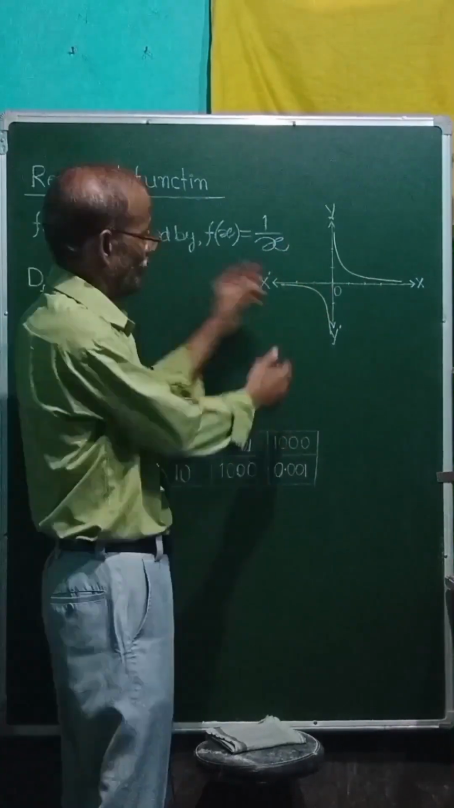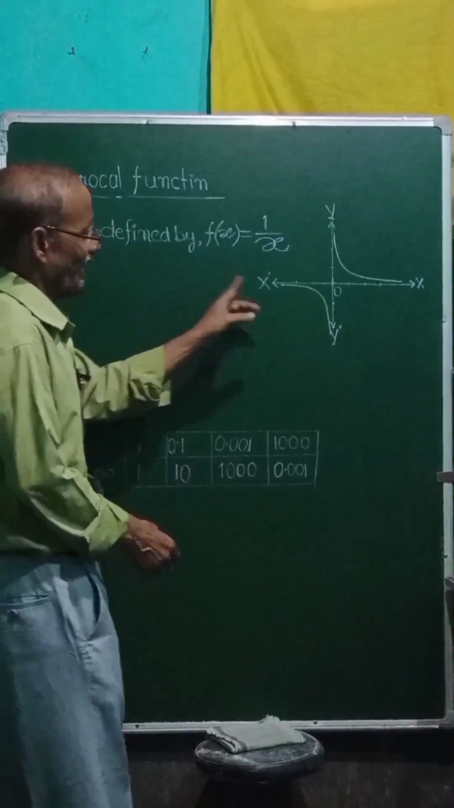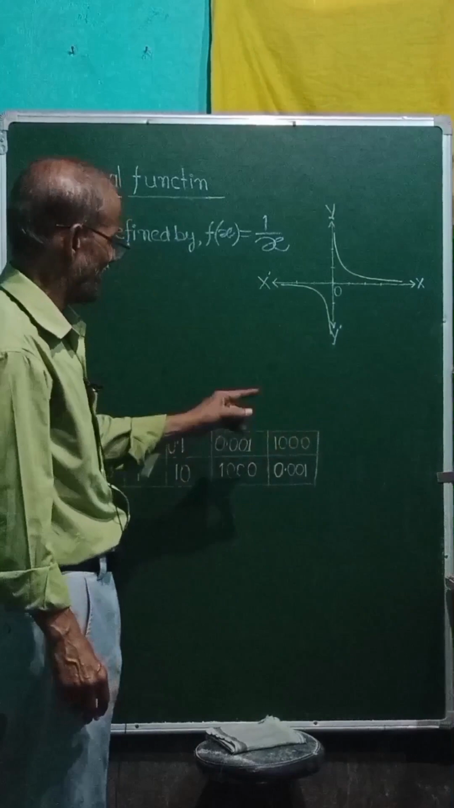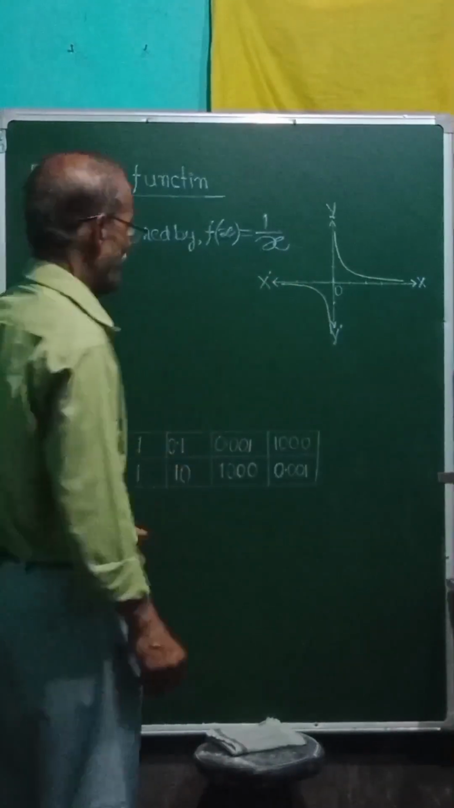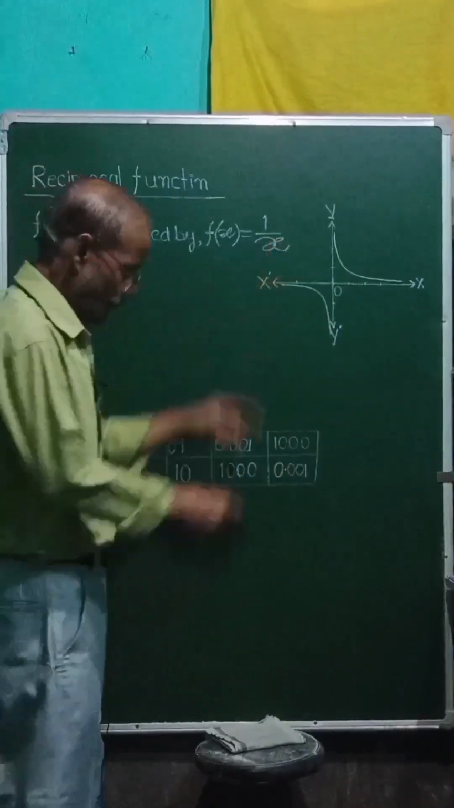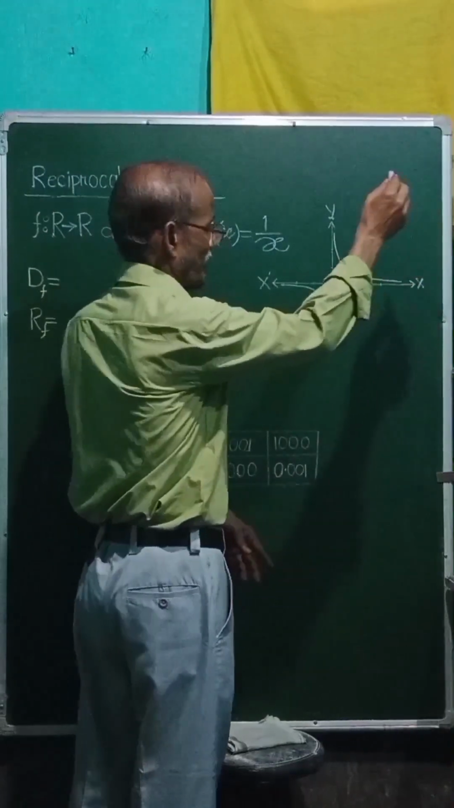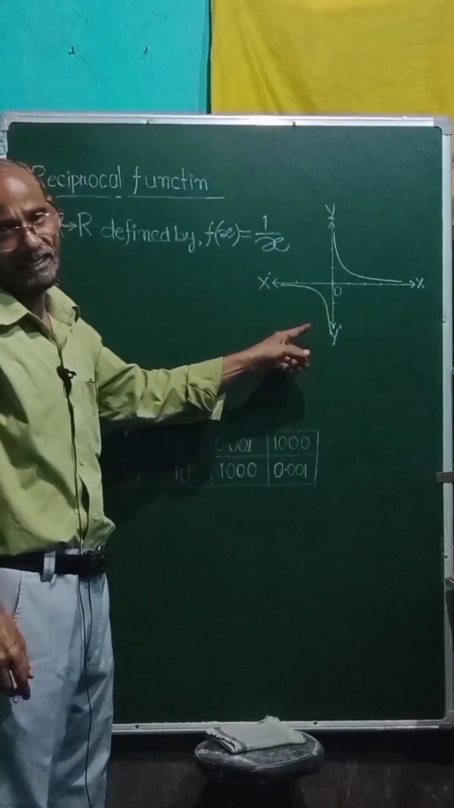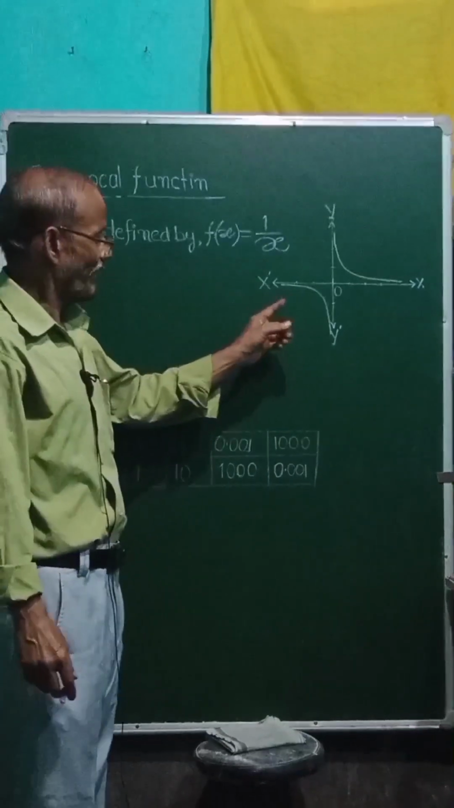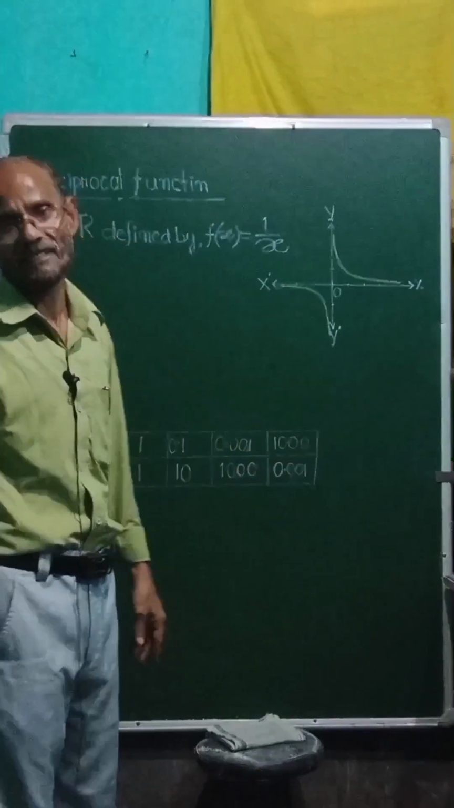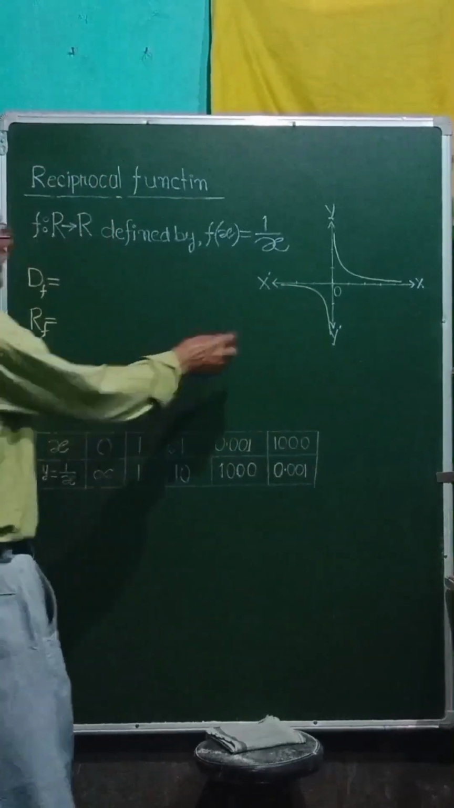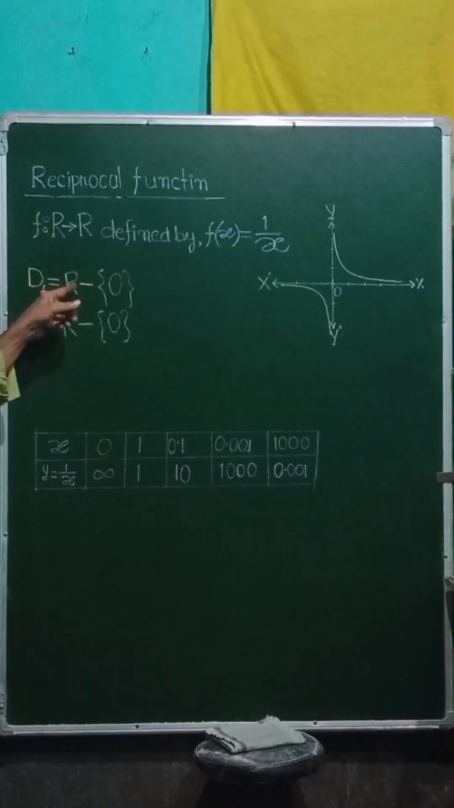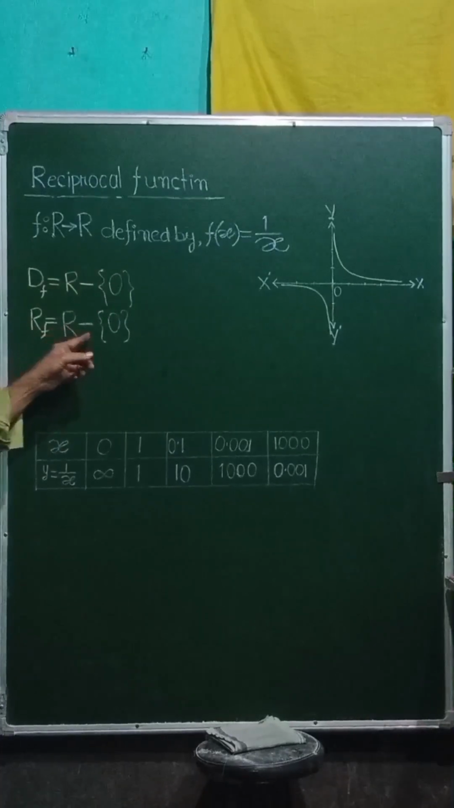Same thing will be for the negative x also. We shall get all negative values. You can put the same values with a negative sign. You will see that this is the behavior. So we have understood that the graph will be like that, a smooth curve, one in the first quadrant and another in the third quadrant, not touching the x-axis and y-axis. And about the domain, except 0, all the values can be taken. So domain is equal to R minus 0, range is equal to R minus 0.